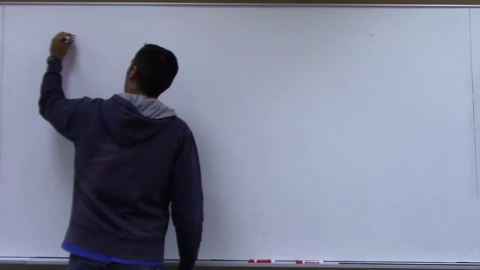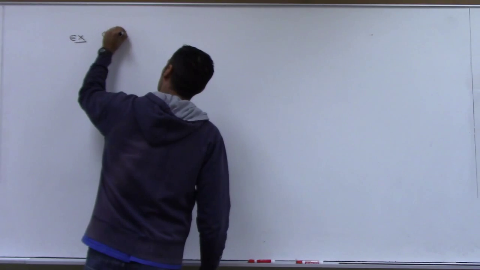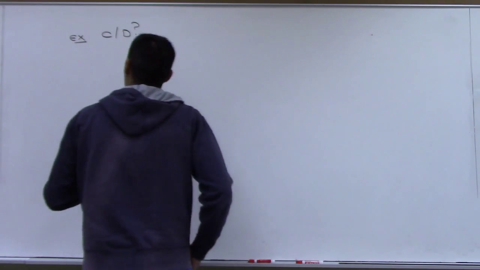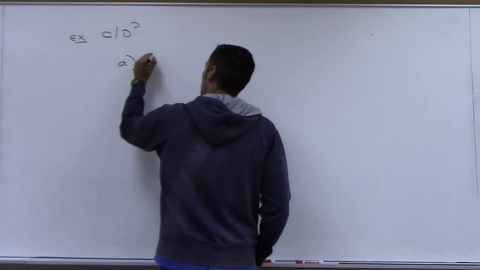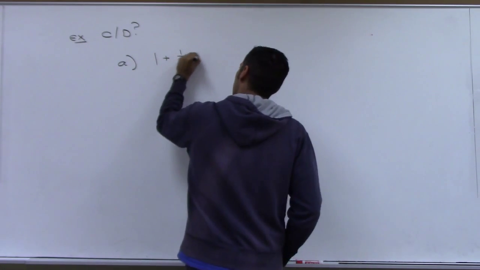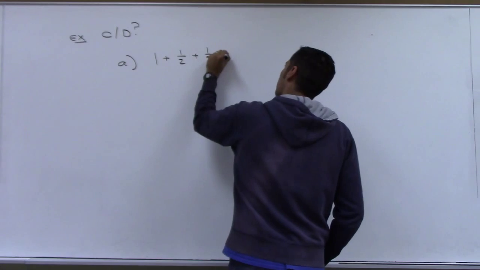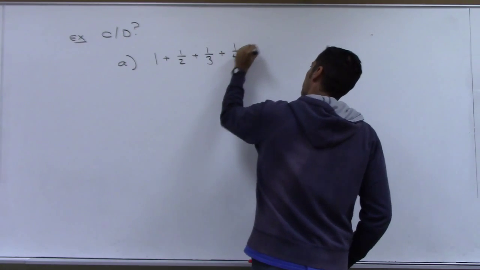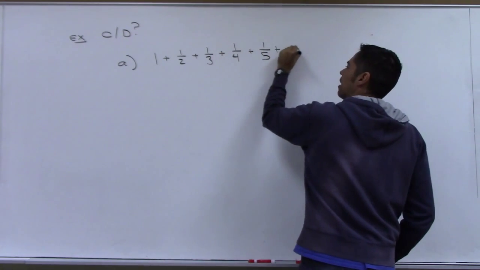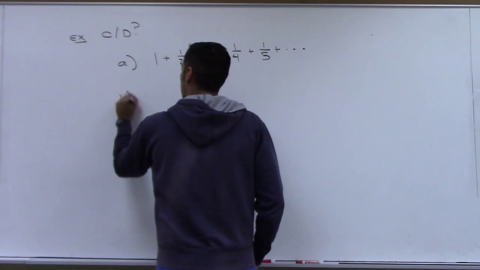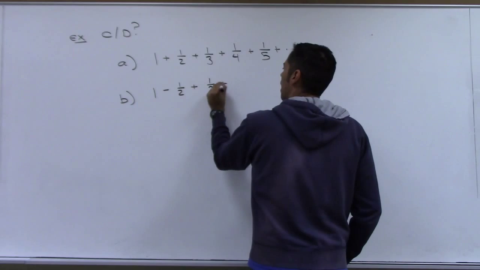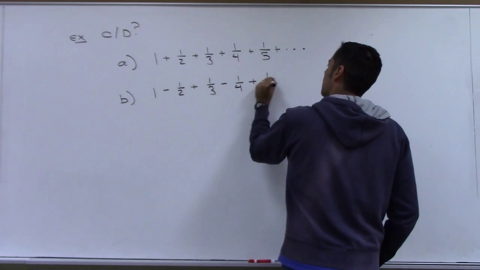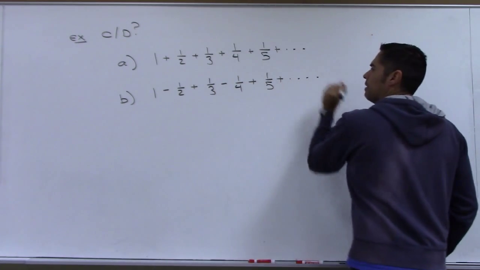Example. Converge or diverge? I'm going to give you 2 problems in one here. Part A. 1 plus a half plus a third plus a fourth plus a fifth plus dot, dot, dot. Part B. 1 minus a half plus a third minus a fourth plus a fifth, dot, dot, dot.